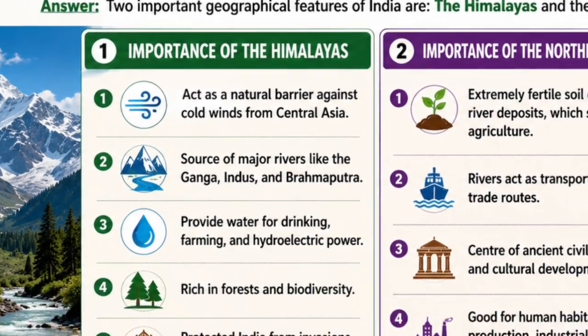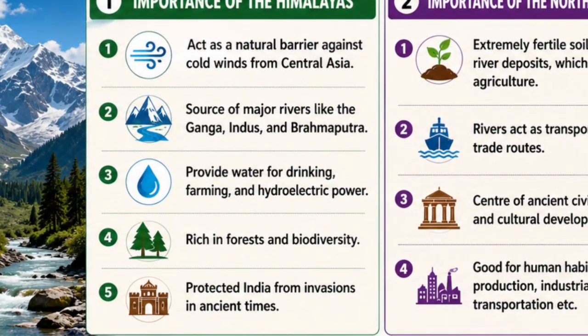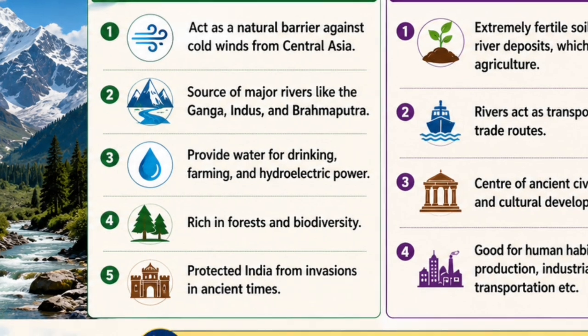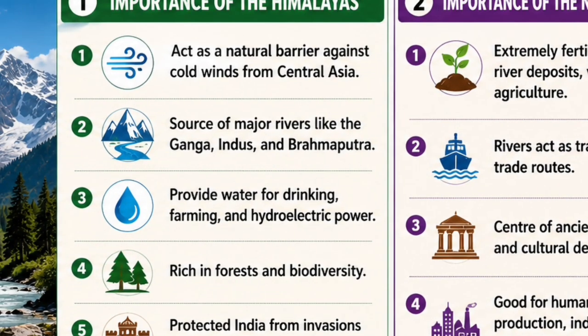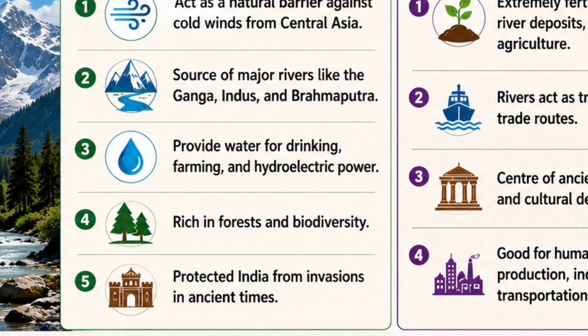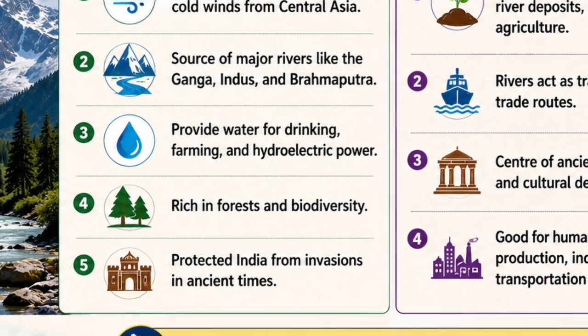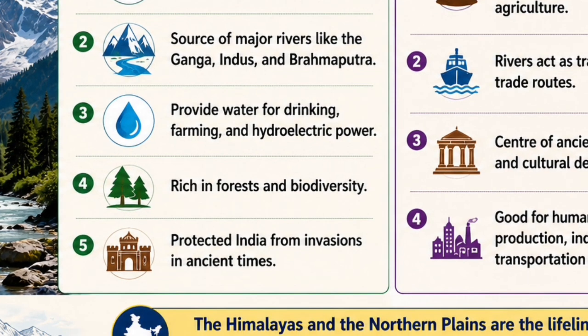So, the importance of the Himalayas. Number one, it acts as a natural barrier against cold winds from Central Asia, right? Second, it is the source of major rivers like Ganga, Indus, and Brahmaputra. These rivers are coming from the Himalayas, getting water from the Himalayas. Third, it provides water for drinking, farming, and hydroelectric power. Do you know this Himalaya mountain is known as the water tower of Asia because of this?